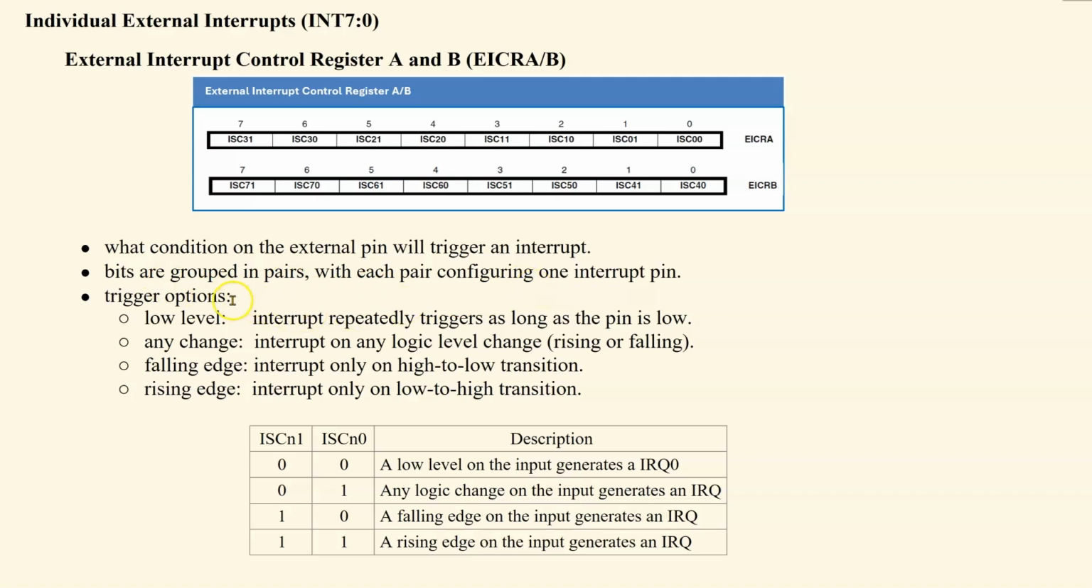So the trigger options we have are low level. If the input is low, we repeatedly trigger an interrupt. If we get any change on the input, rising or falling, we'll trigger an interrupt, or simply a falling or rising edge. So we can see the table here and how we select it, and that relates to the interrupt 0, 1, up until interrupt 7.